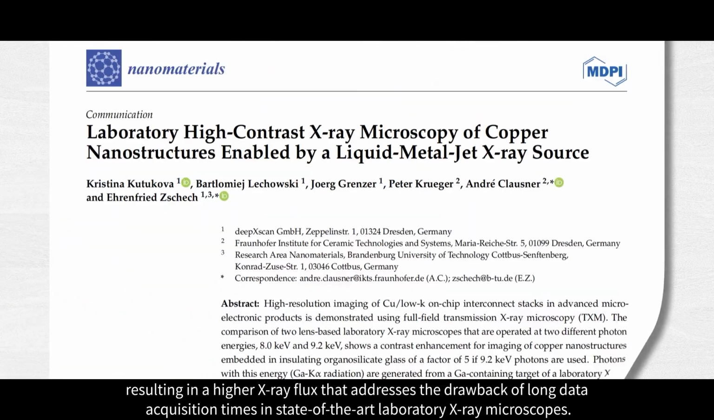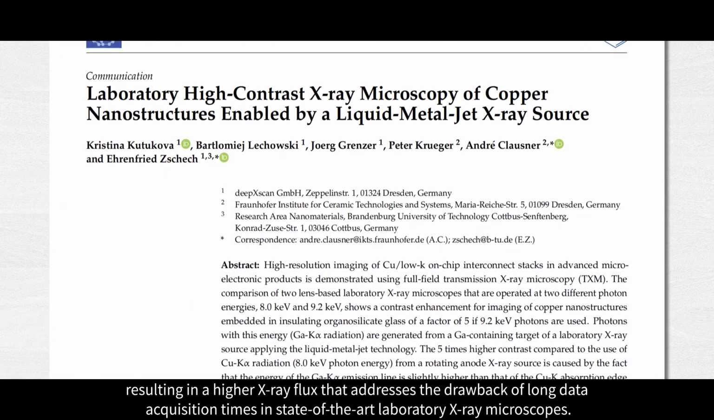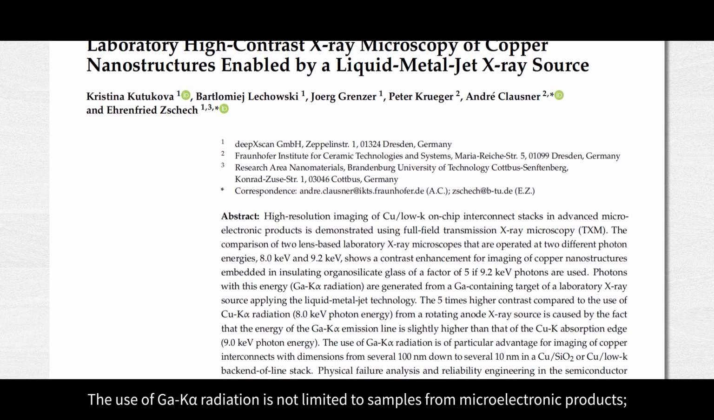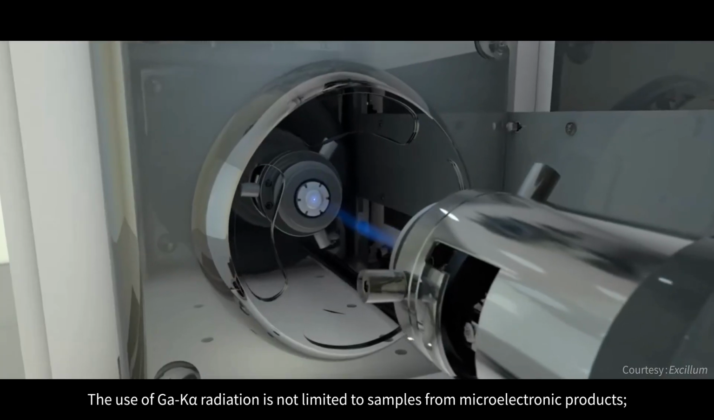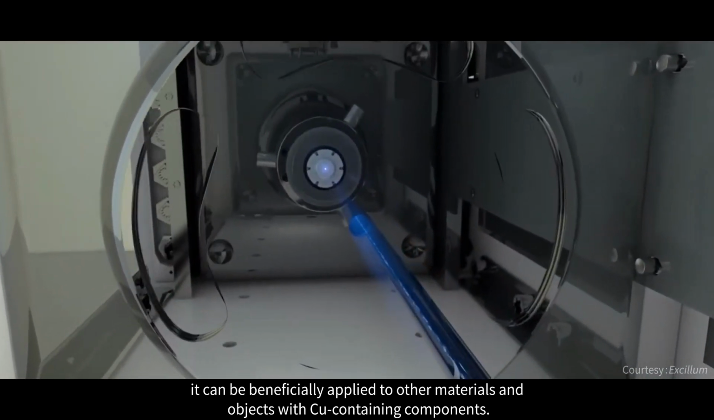the anode, resulting in a higher X-ray flux that addresses the drawback of long data acquisition times in state-of-the-art laboratory X-ray microscopes. The use of gallium K-alpha radiation is not limited to samples from microelectronic products. It can be beneficially applied to other materials and objects with copper-containing components.